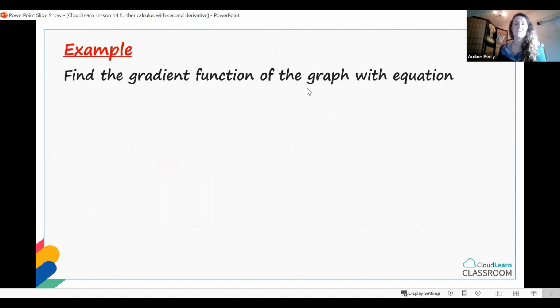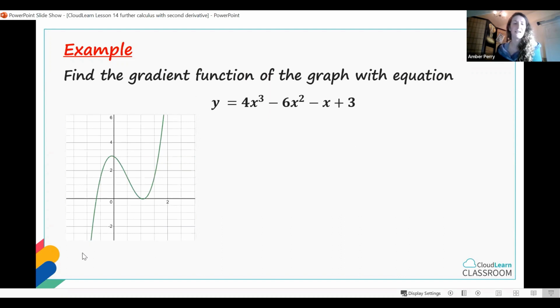Okay, so we'll do a quick example and then we'll move on to using this and what it's all about anyway. So let's find the gradient. I've hidden a question there, but let's find the gradient function of the graph with equation y equals 4x cubed minus 6x squared minus x plus 3. And just to give you an idea of what this looks like, the graph looks like this, okay?